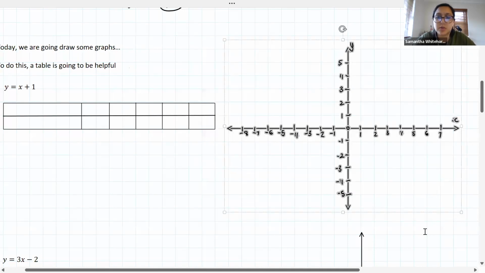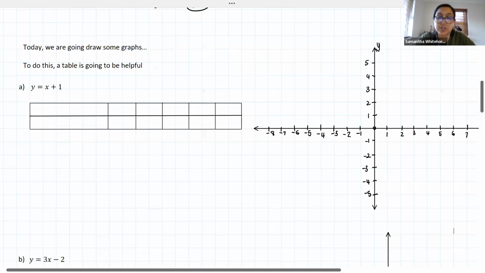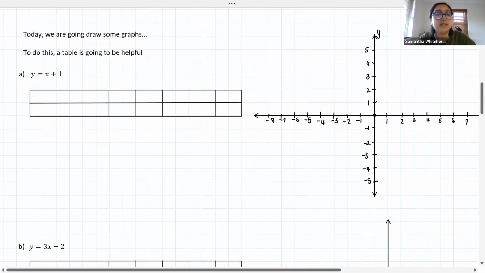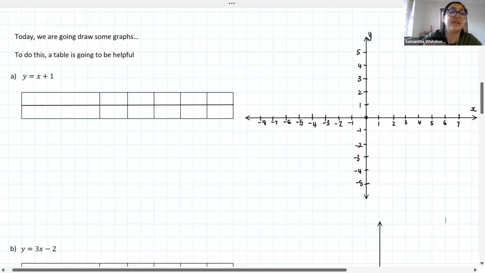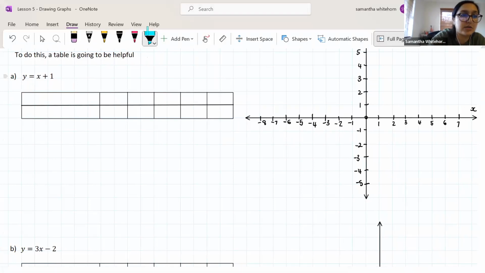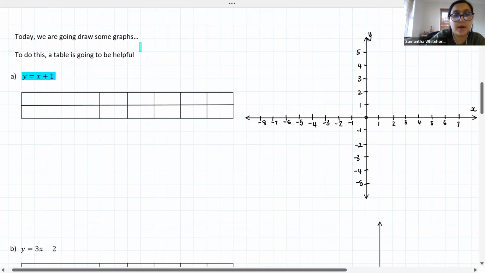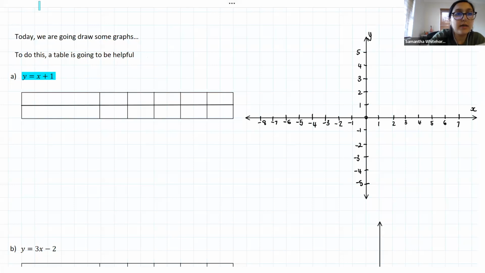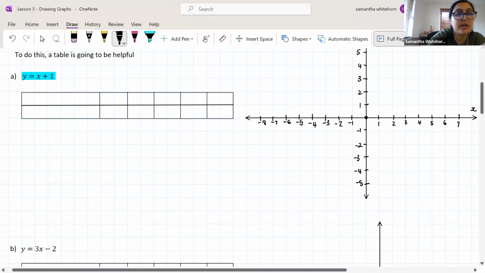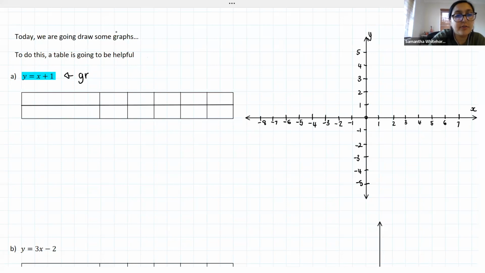So guys, whenever we draw a graph, what we need is a rule or a relationship to draw. So I can see that in question A, I have been given a specific relationship that I now need to plot a graph for. And that relationship is y equals x plus 1. So our goal here is to take the equation and we now want to graph, or we can say plot, this relationship.